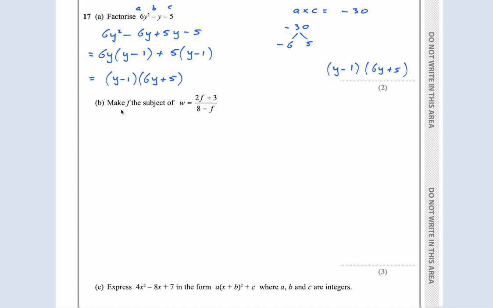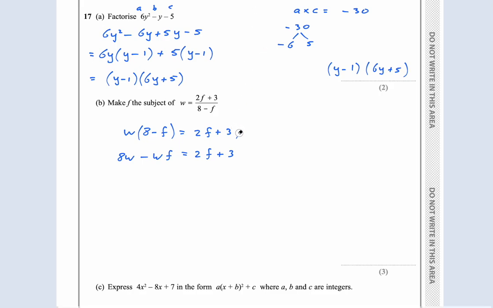Okay, part B. Make f the subject. So let's start with the most annoying thing, which is the denominator. I want to get this denominator away. How do I get rid of a denominator? I multiply. So I'm going to say w times 8 minus f equals 2f plus 3. Now I want to get the terms with f in them on their own. This f here is in a bracket. Let's multiply it out. 8 times w is 8w. W times f minus wf equals 2f plus 3.